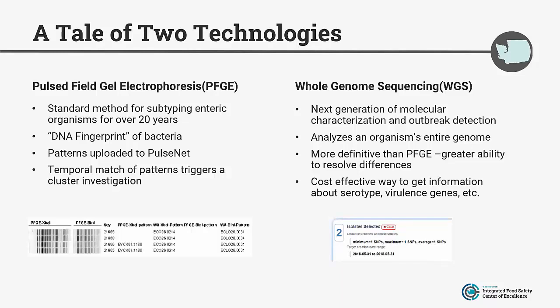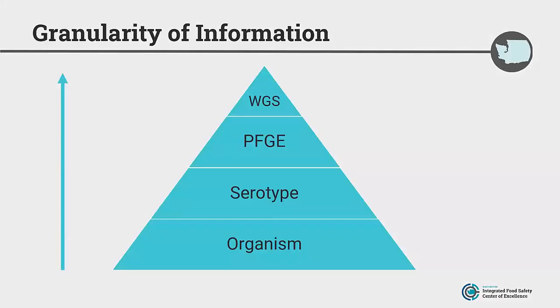Whole genome sequencing is what has come along and replaced PFGE as the standard. It analyzes the organism's entire genome, whereas PFGE was only looking at small sections. It is more definitive than PFGE and gives a better ability to resolve differences between organisms. It's also a cost-effective way to get additional information about things such as serotype, virulence genes like the Shiga toxin genes, as well as antibiotic resistance.